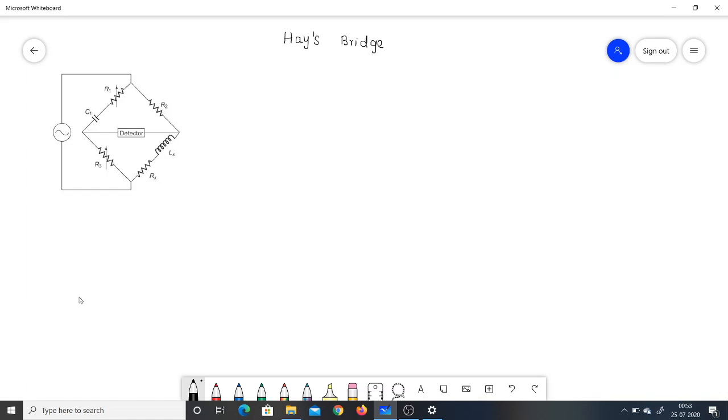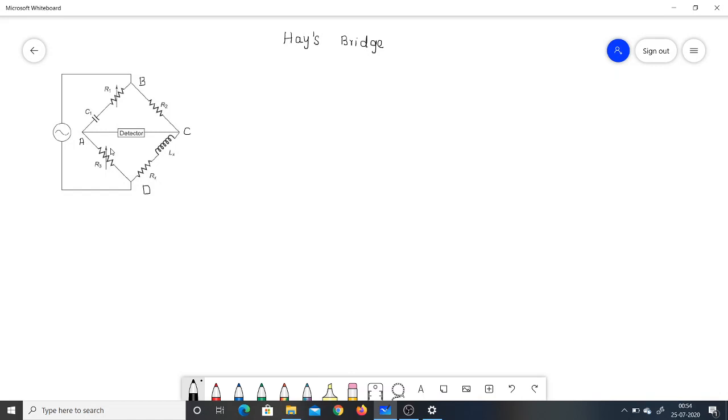As we can see here, there are four arms A, B, C and D. In arm AB, we are having a resistor connected in series with a capacitor. In BC, we are having the resistor R2. In CD, we are having the unknown impedance, that is Lx, connected in series with Rx. And in AD, we are having the resistor R3.